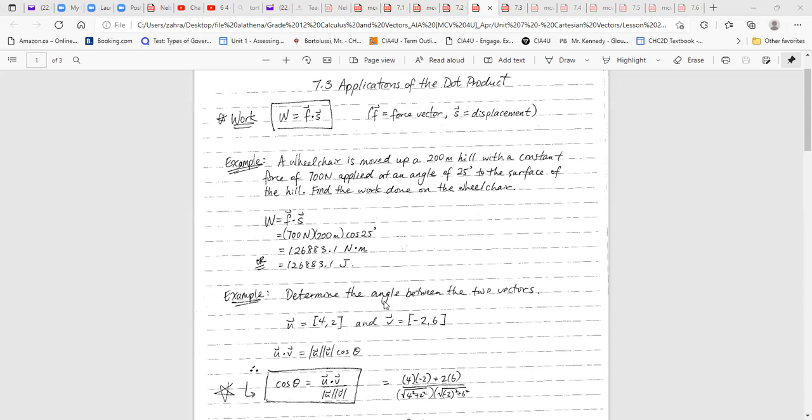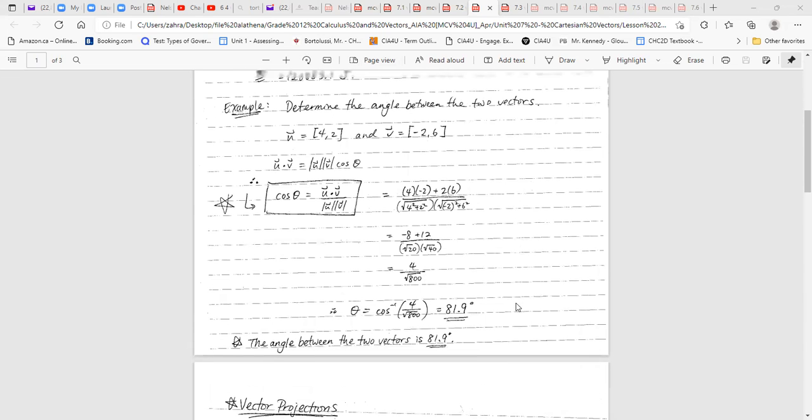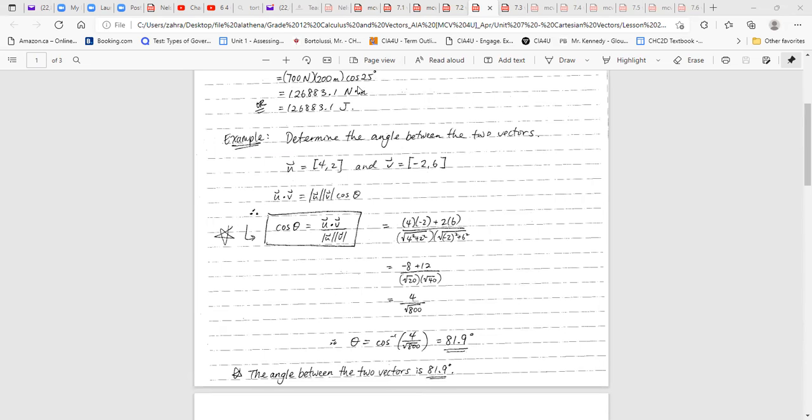Example: determine the angle between the two vectors. We know that u dot v is the magnitude of u multiplied by the magnitude of v times the cosine of the angle between them. We can rearrange for cosine theta. Also, you know u dot v, you can use the components to dot it. So u dot v is 4 multiplied by -2 plus 2 multiplied by 6.